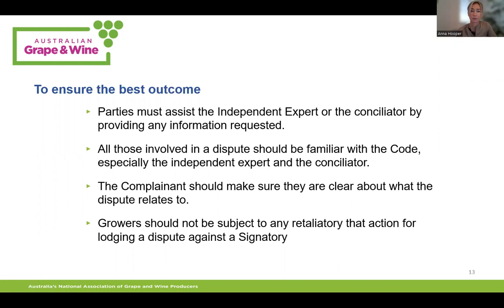Similarly, the independent expert needs to be clear about the limitations of their role. And there's further information about what should be reported in the final determination available on request.